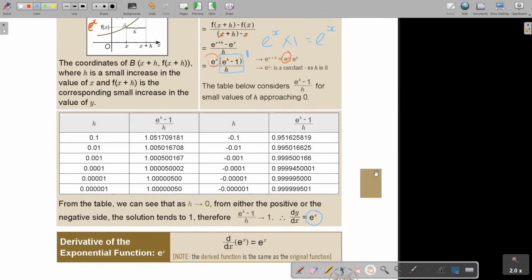And here comes the rules. It's not necessary in this syllabus that you know it from first principles. It's just to understand it better. So the derivative of the exponential function is exactly staying the same. The derivative is the same as the original function.